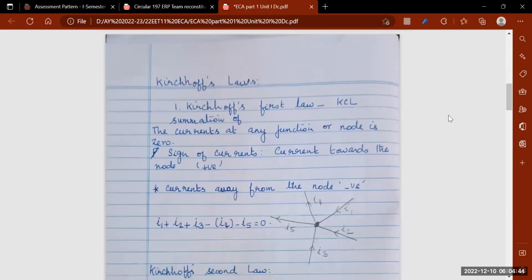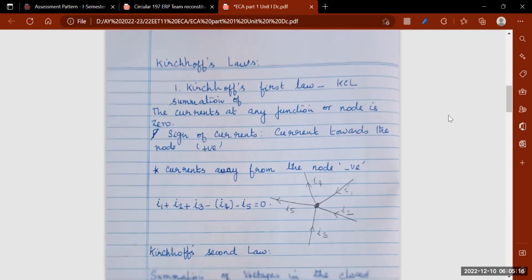So coming to the second basic law, Kirchhoff's law. Kirchhoff's first law is KCL. So what is the statement? The summation of currents at any junction or node is equal to 0. There is another way of representing Kirchhoff's current law: the algebraic sum of current entering the node is equal to the algebraic sum of current leaving the node, right?